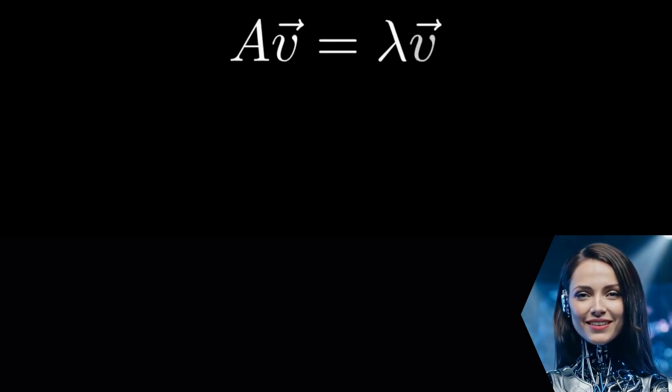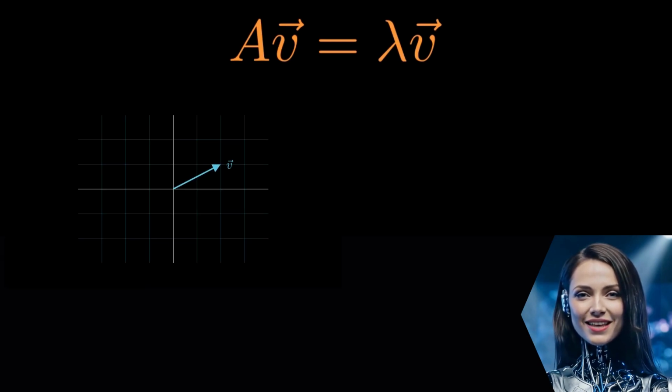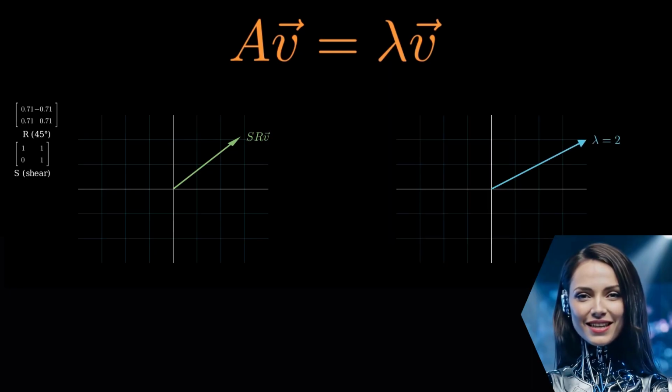Look at the equation again. It expresses a profound duality. The left side, A times v, represents a potentially complex operation. The matrix A could represent a stretch, a rotation, a shear, like pushing the top of a deck of cards, or a combination of all three. Applying A to a vector v can be a complicated geometric process. The right side, lambda times v, represents a trivially simple operation. Just take the vector v and scale it by a number lambda: make it longer, shorter, or flip its direction if lambda is negative.